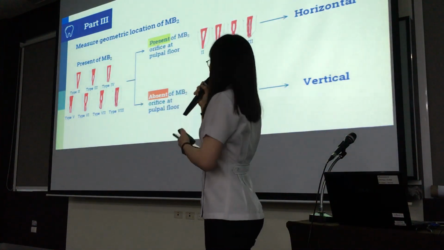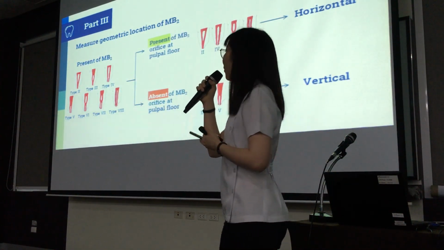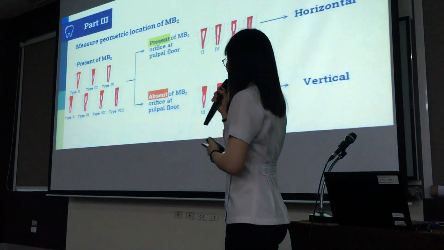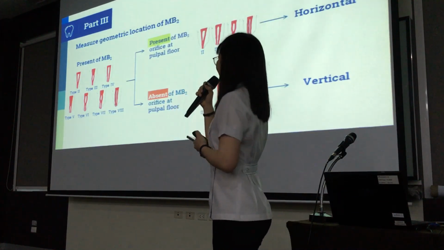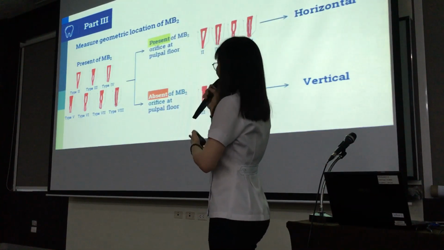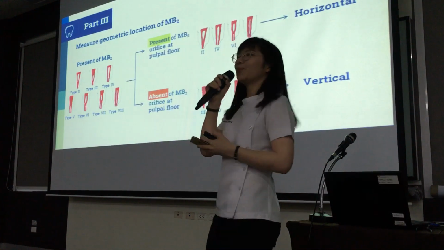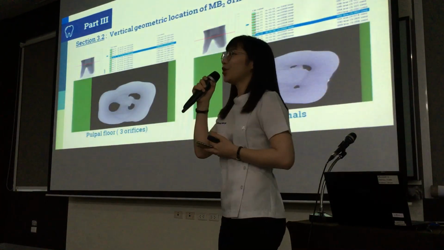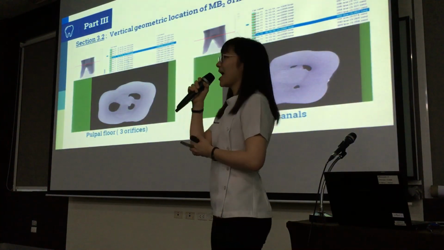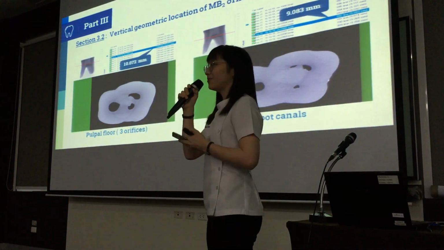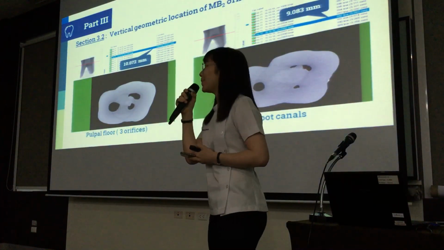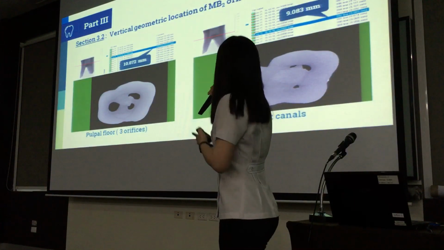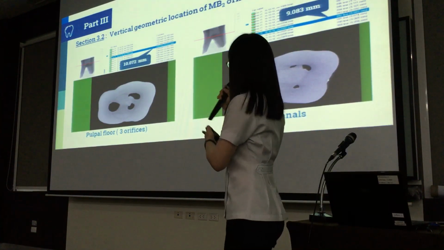Another group was the teeth absent MB2 at the pulpal floor, but had the MB2 canal separating from MB1 beneath the pulpal floor level. This group will be used to measure the vertical geometric location. For the vertical geometric location, the distance will be calculated from the first slice of the cross-sectional image that had 3 orifices at the pulpal floor, and another first slice that had 4 root canals.